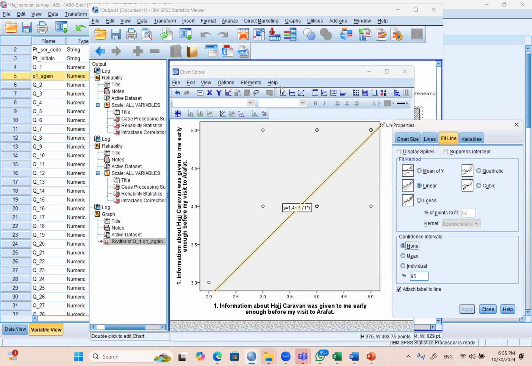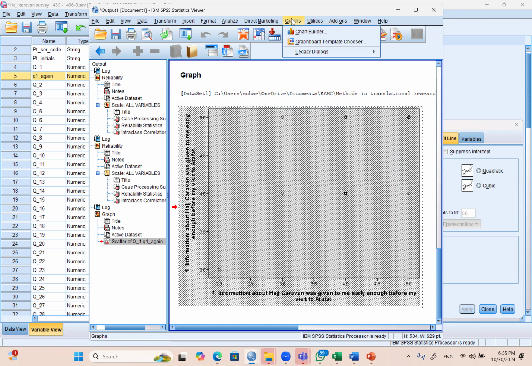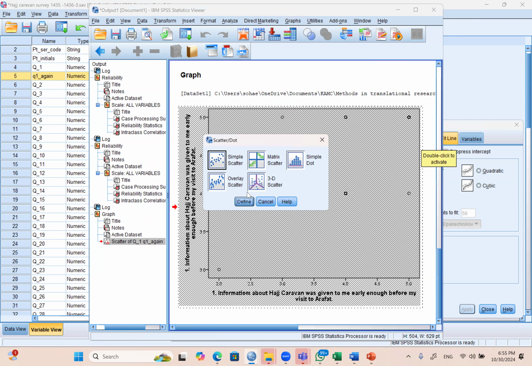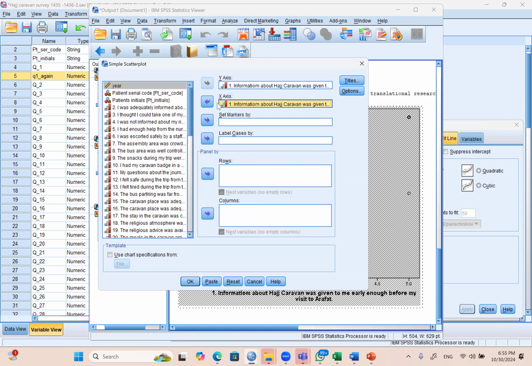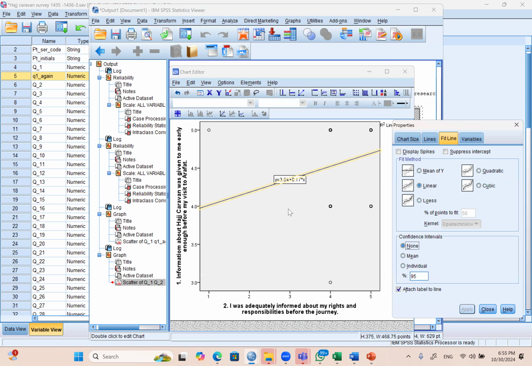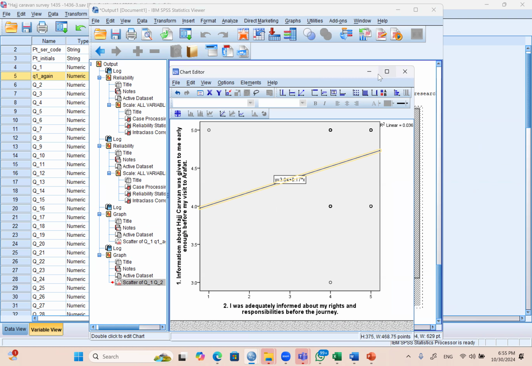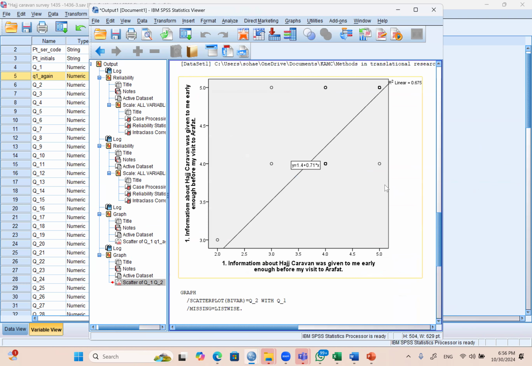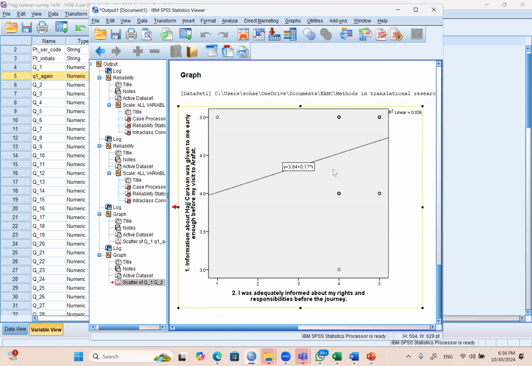What about questions 1 and 2? So I'm going to construct a scatter dot with questions 1 and 2. I'm going to take this out and take 2 instead, and say okay. Now I'm going to see the fit line. Can you see the difference between the fit lines? It's almost 45 degrees. This fit line is more horizontal.